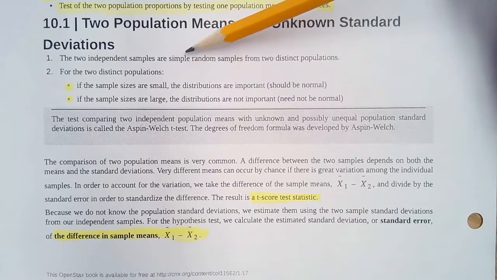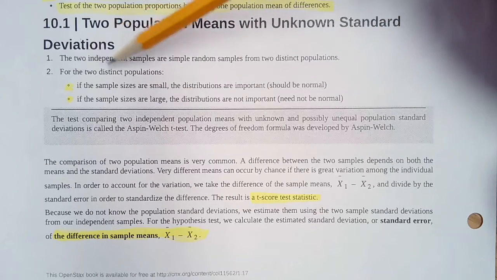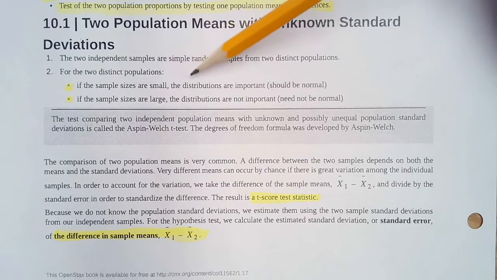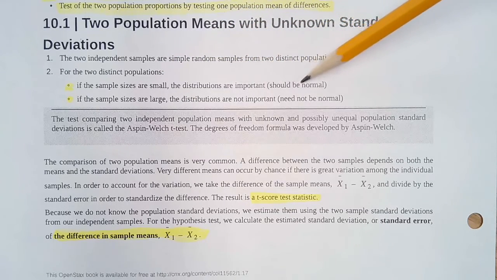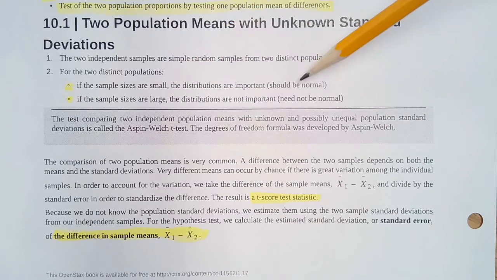So in section 10.1, two population means with unknown standard deviations. They are simple random samples from two distinct populations. If the sample sizes are small, the distributions are important. They should be normal. If they're large, then they don't have to be normal, because we can use the central limit theorem to approximate them with the normal curve. And we are going to talk about the difference in the sample means. We're going to use the difference between the mean of sample 1 and the mean of sample 2, so the mean of group 1 and group 2.